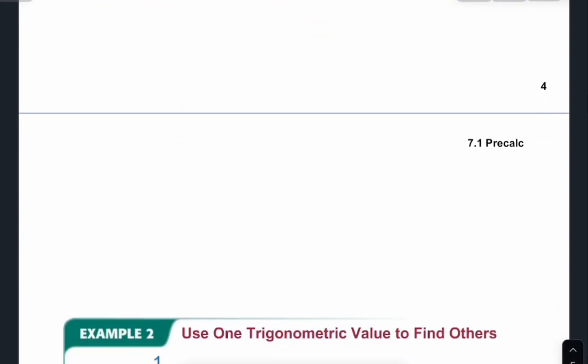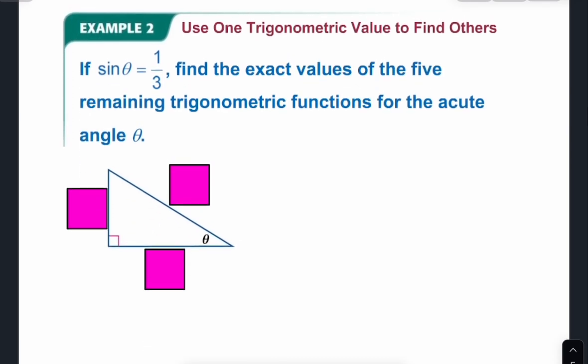Okay. Now let's dive into one that's a little different. This one says that the sine of theta is equal to 1/3. Find the exact values of the 5 remaining trig functions for the acute angle theta. They have drawn a triangle, and if your theta isn't in there, could you make sure theta is in your triangle, okay? Because where you put the theta is going to determine where you put other things. So I know that the sine of theta is equal to 1/3.